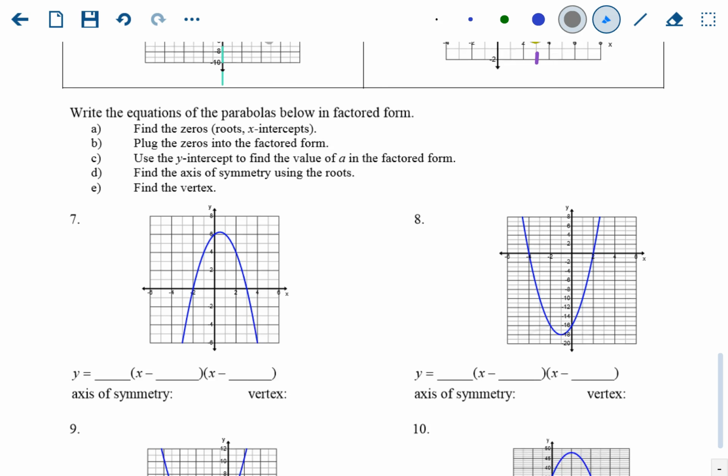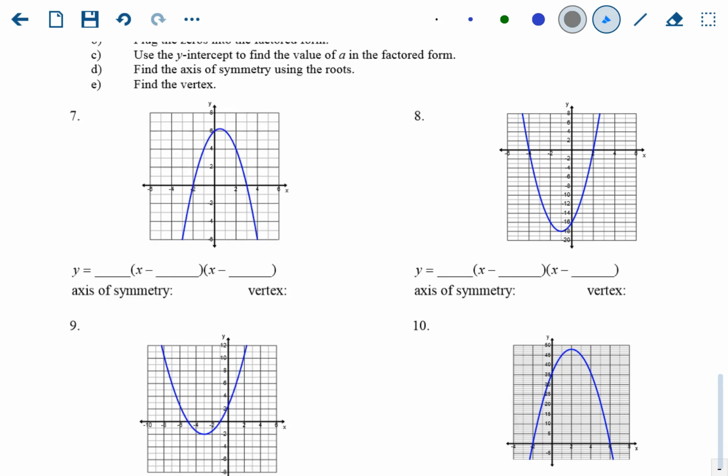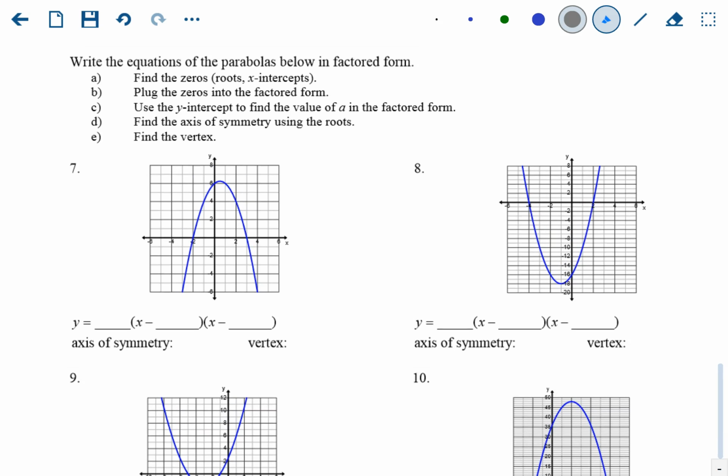All right, 7 and 9. 7 and 9 gave you the graph. You had to find the equation in factored form. A lot of information here. Find the zeros, plug in the zeros in the factored form. Use the y-intercept to find the value of A. Find the axis of symmetry, find the vertex.